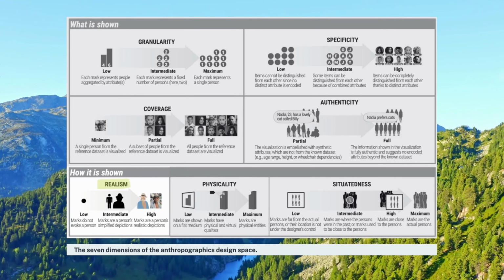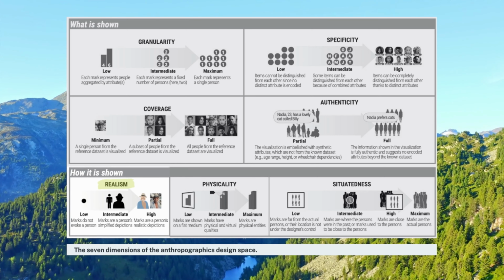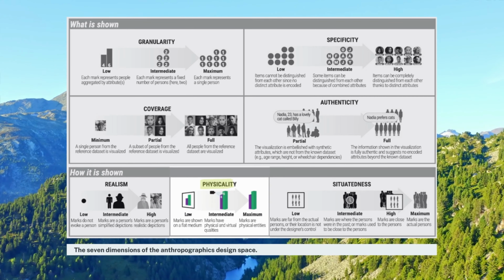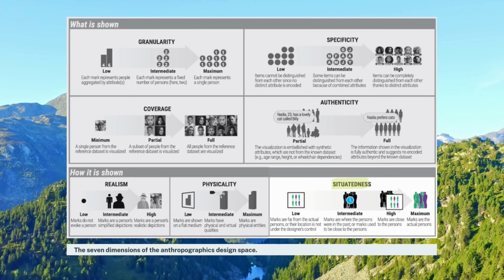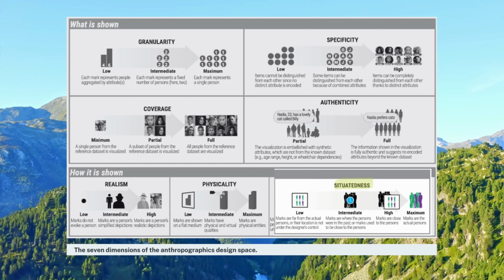Realism points out the resemblance of the visualization's marks to actual persons. Physicality designates the visualization's marks that are embodied in physical objects. And situatedness, which indicates how spatially close a mark's physical presentation is or was to its physical referent.